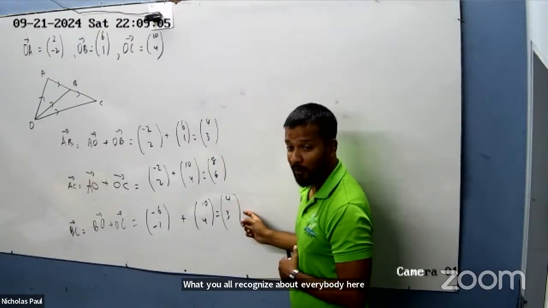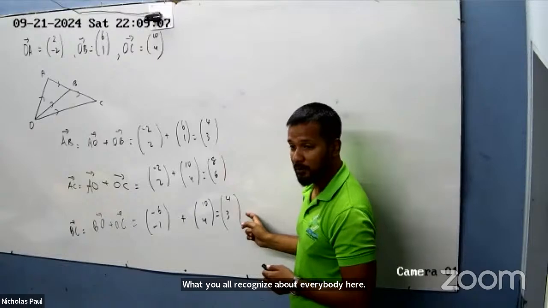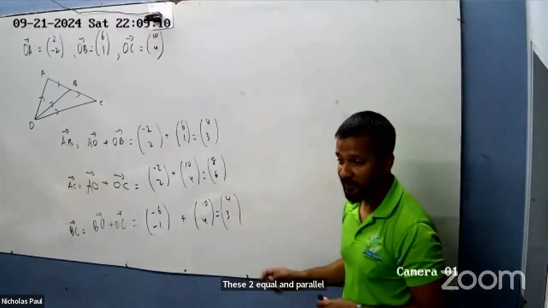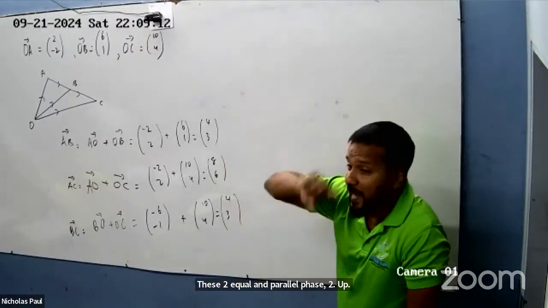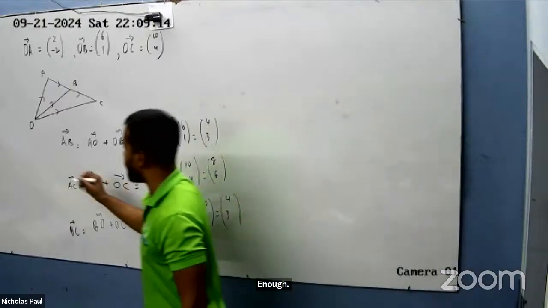These two are equal and parallel. These two are parallel. You see that? Right. Now the next part of the question, this was part 1.